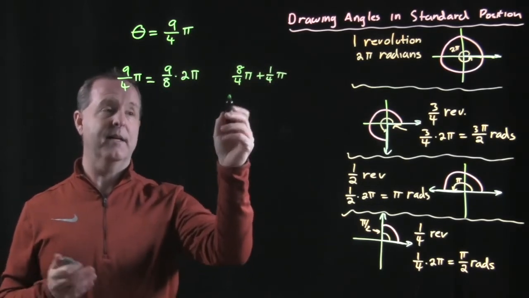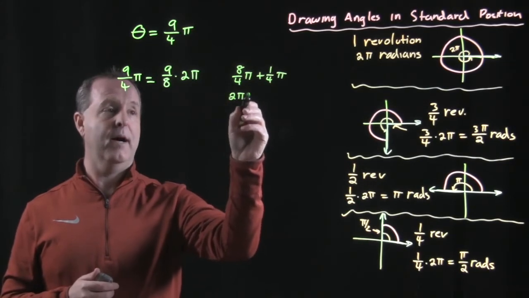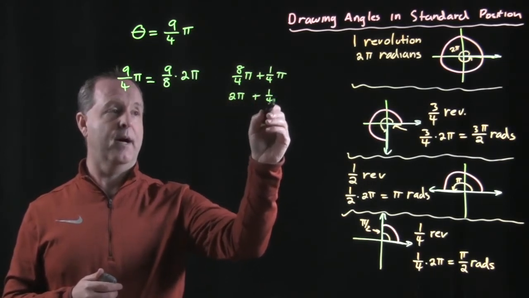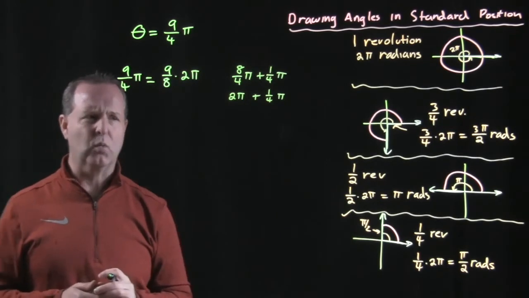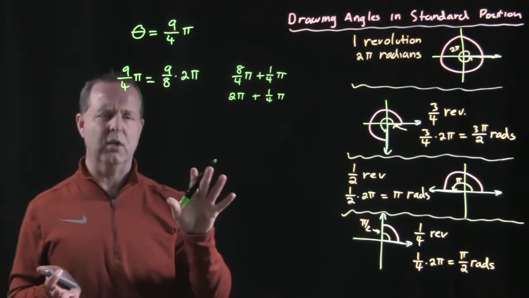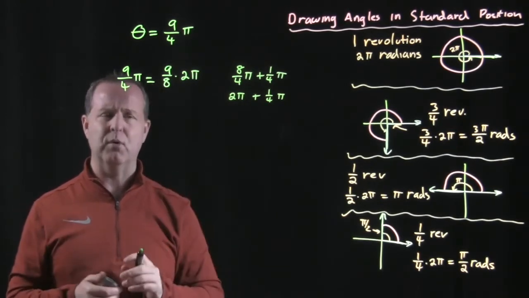8/4 pi is 2 pi. It reduces down to 2 pi, and then plus the 1/4 pi. Again, this might look really hard to begin with as you're looking at this, and it looks like, well, you're going through it pretty easy.